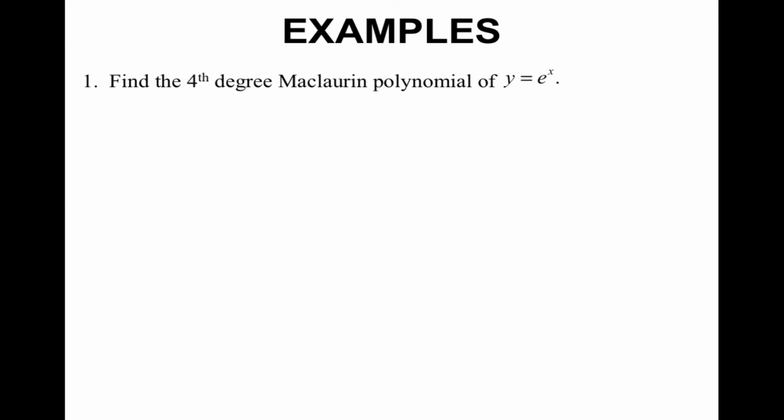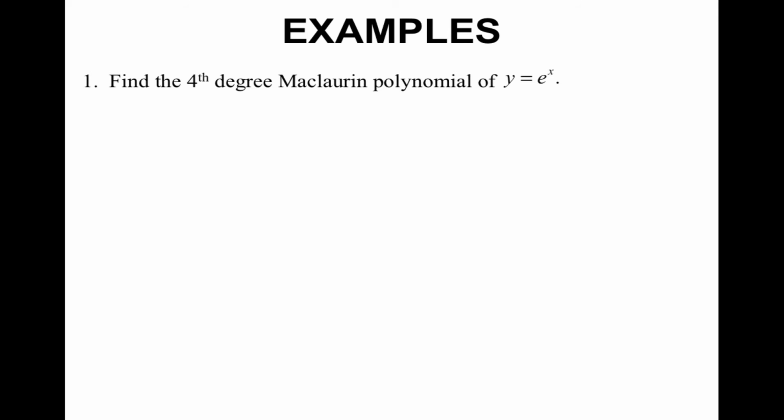So let's look at some examples. If you want to find the fourth degree Maclaurin polynomial of y equals e to the x, notice how I didn't give you at x equals whatever, because when you see the word Maclaurin, you automatically know that x will equal 0.